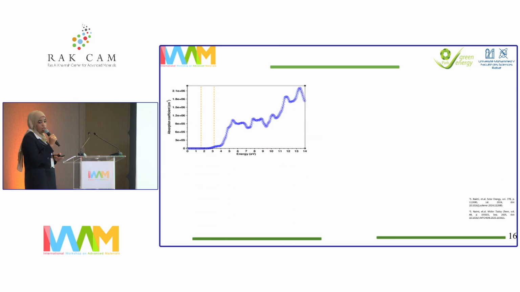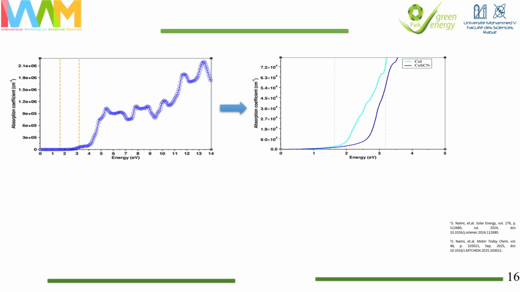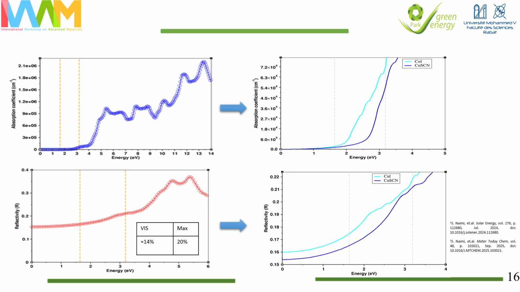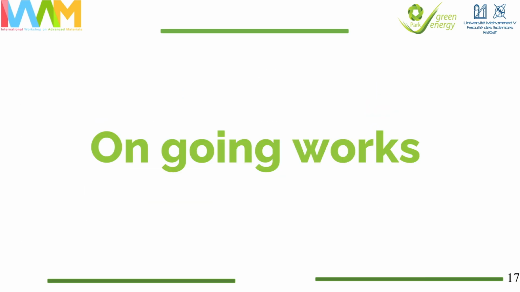Also, we calculated the absorption coefficient, which is relatively low in the visible region. Compared to copper iodide, the absorption of this material is even lower. Also, the reflectivity of our material is low in the visible region. It's around 14%, and it reaches a maximum of 20% at the edge. And also, when compared to copper iodide, we noticed that the reflectivity of copper thiocyanate is lower.